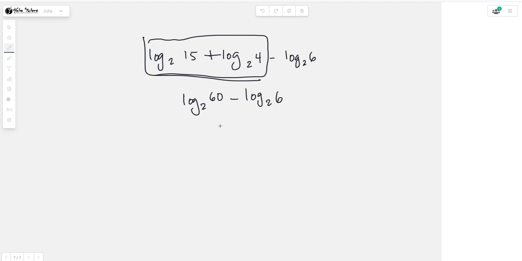And then now do the divide rule. So log base 2 of 60 over 6. So that's log base 2 of 10. And because 10 is not a power of 2, we can't simplify more than that. That's your final answer.